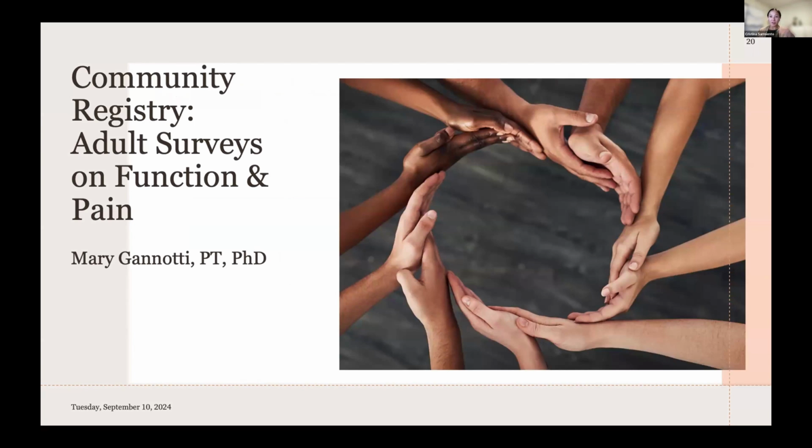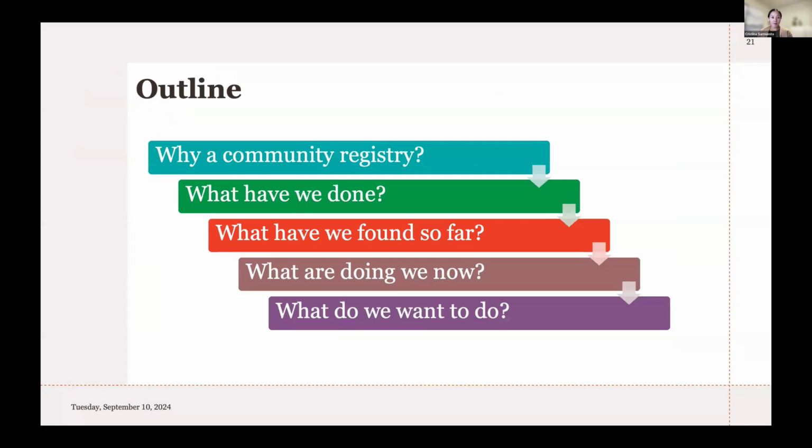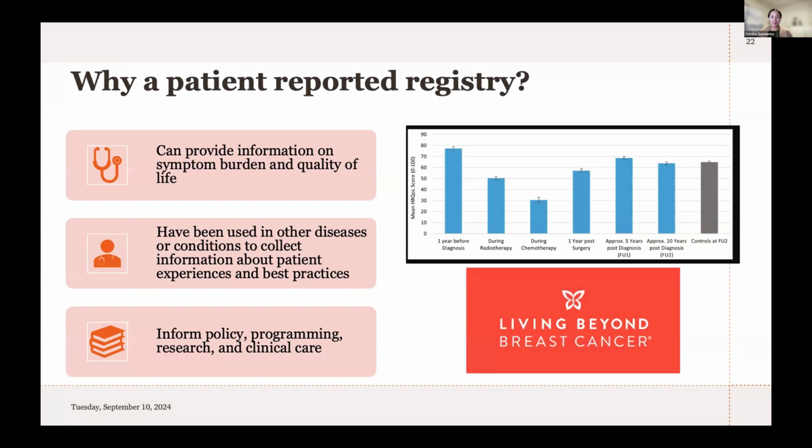And then we also, in our focus group, shared some of the background information on the community registry, so our adult surveys on function and pain. And so we'll just go over briefly why the community registry, what we've done and what we've found so far, what we're doing now, and then what we want to do in the future.